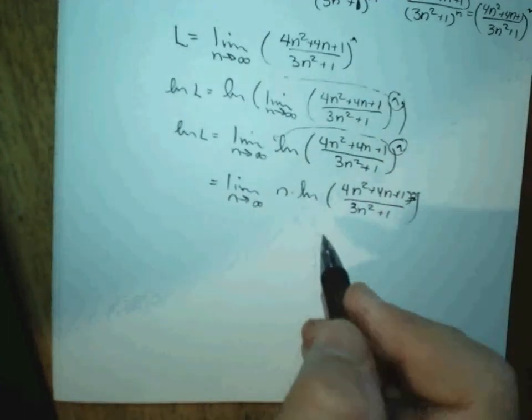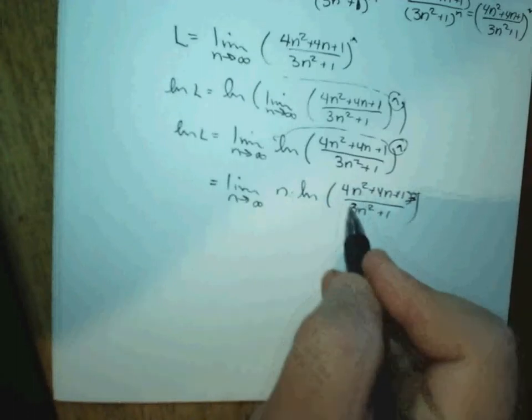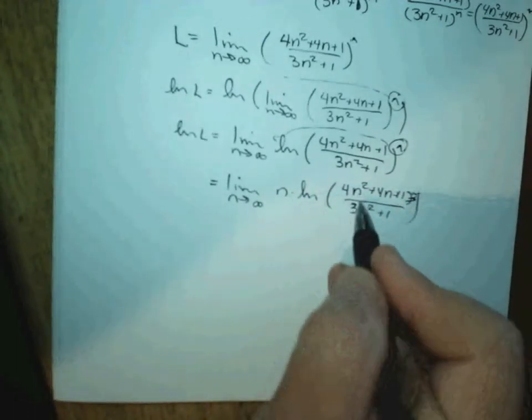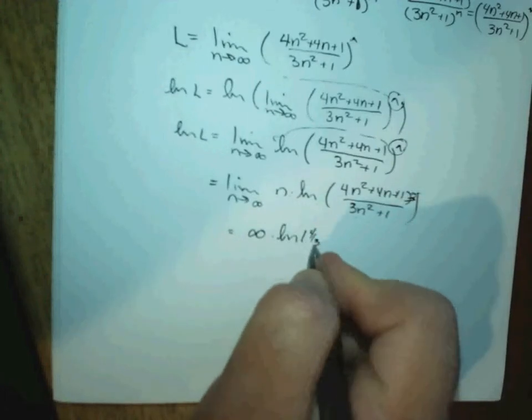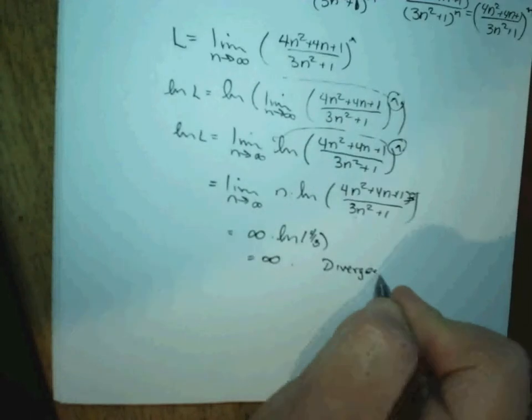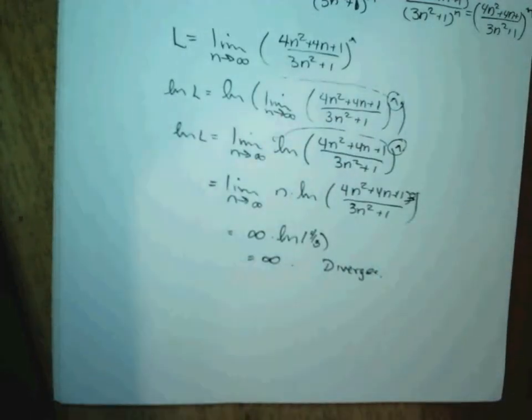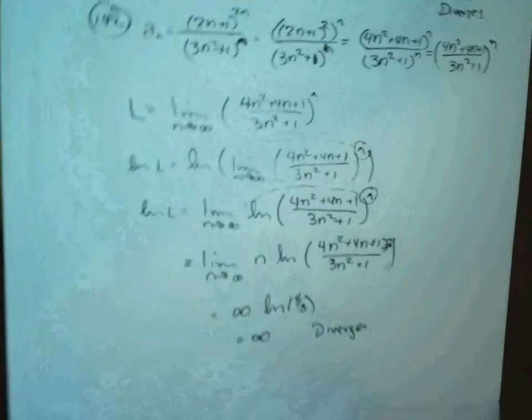Now, to compute this limit, let's see what we've got here. n is going to infinity. This is going to be going to the natural log of 4/3. So infinity times the natural log of 4/3 is infinity. And that diverges. So we're done with that one. Okay?